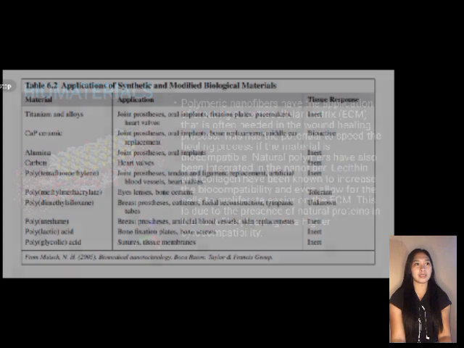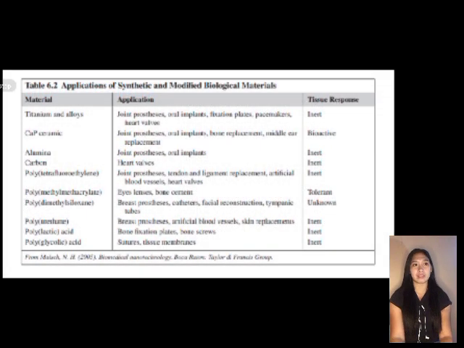So here, as you can see in the table, we have applications of synthetic and modified biological materials. In the first column, you can see the material. In the second column, the application. And in the third column, the tissue response. So for example, we have a titanium alloy with an application of joint prosthesis, oral implants, fixation plates, pacemaker, and heart valves. The tissue response is inert. Also, we have carbon with an application of heart valves and tissue response of inert. Also, we have alumina with an application of joint prosthesis and oral implants with the same tissue response, which is inert.